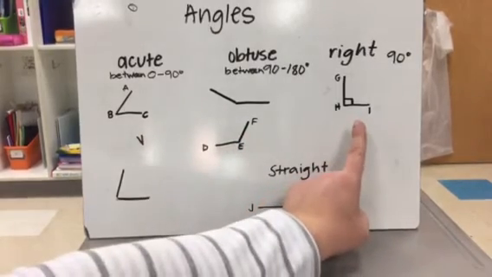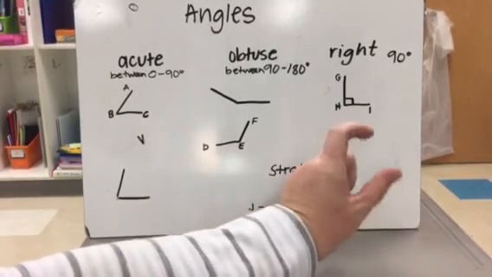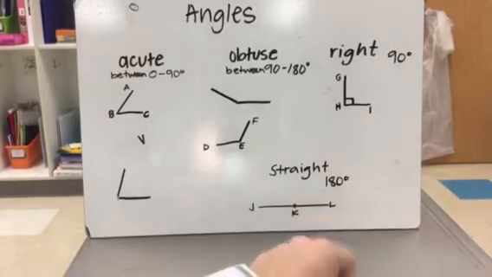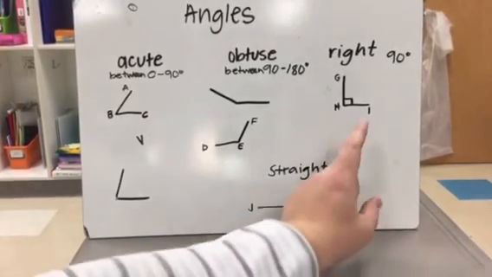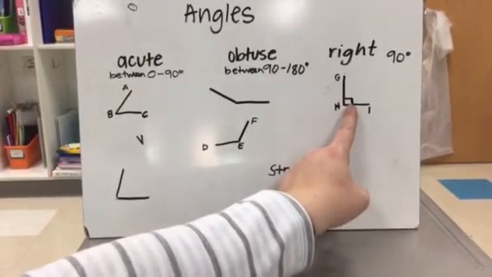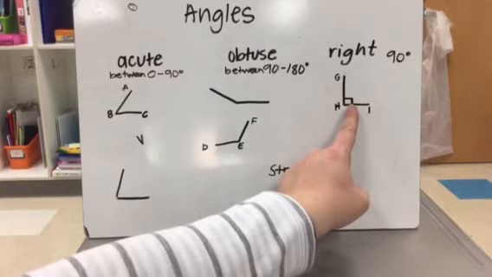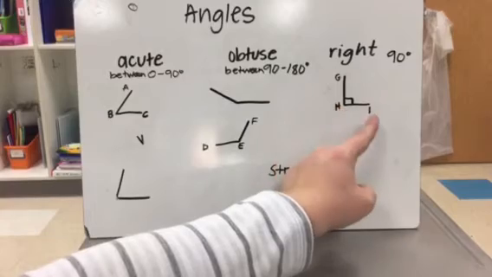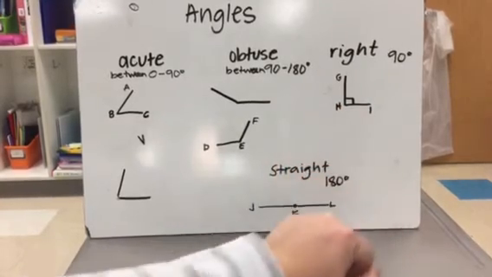Here we have this angle, this right angle. It's exactly 90 degrees. No more, no less, exactly 90. And you'll often see this little symbol in the corner, and that's always telling you that it's a 90-degree angle. So angle GHI is 90 degrees.